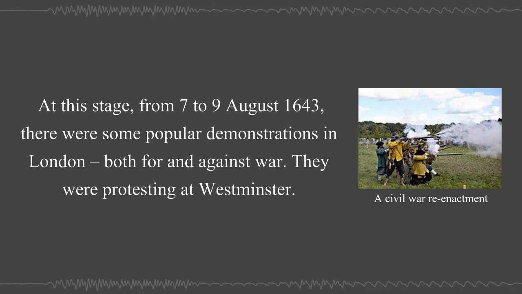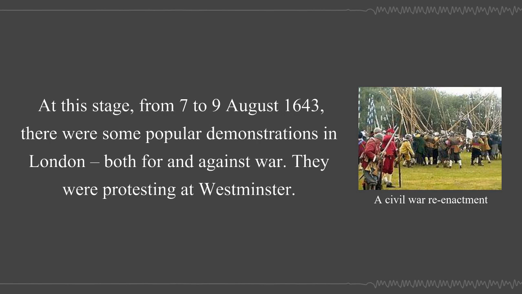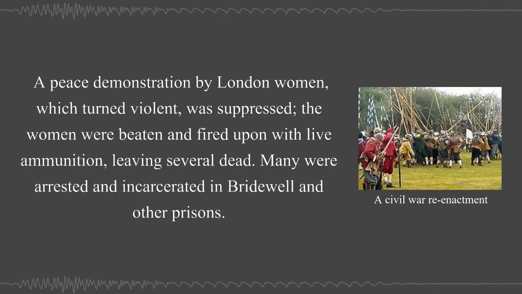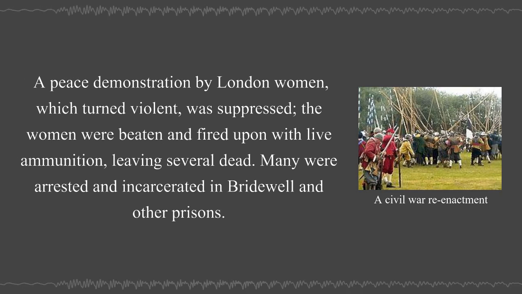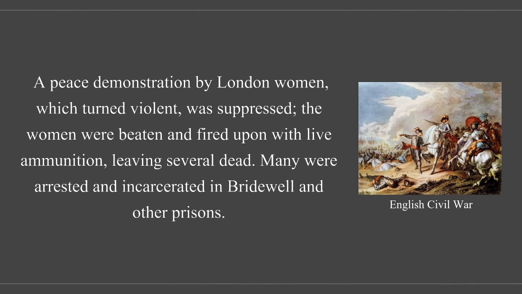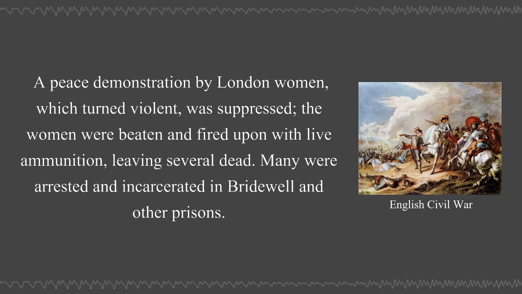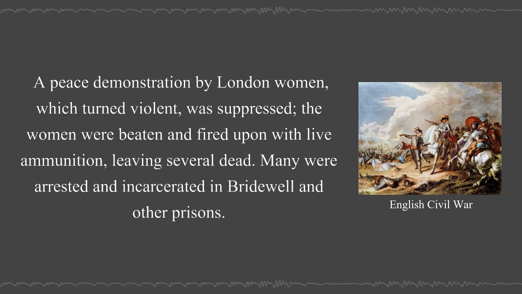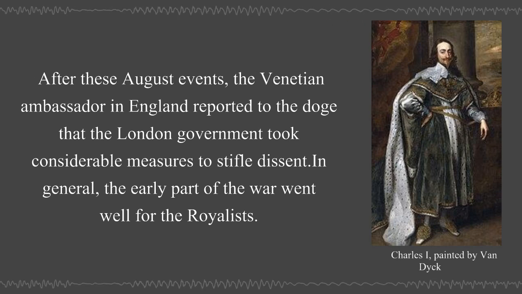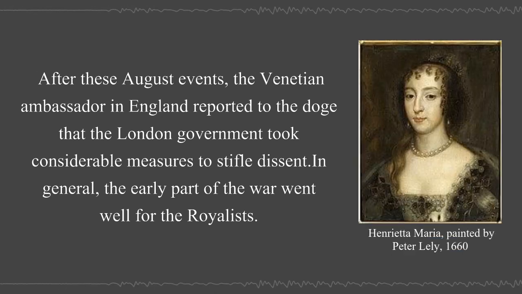At this stage, from 7 to 9 August 1643, there were some popular demonstrations in London, both for and against war. They were protesting at Westminster. A peace demonstration by London women, which turned violent, was suppressed. The women were beaten and fired upon with live ammunition, leaving several dead. Many were arrested and incarcerated in Bridewell and other prisons. After these August events, the Venetian ambassador in England reported to the Doge that the London government took considerable measures to stifle dissent. In general, the early part of the war went well for the Royalists.